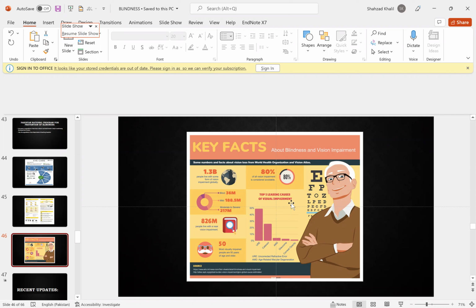The top 5 leading causes of visual impairment: the first is URE, which is uncorrected refractive errors. By just having glasses, their vision can be improved. Then cataract is one of the most leading causes. Then age-related macular degeneration, glaucoma, and corneal opacities.